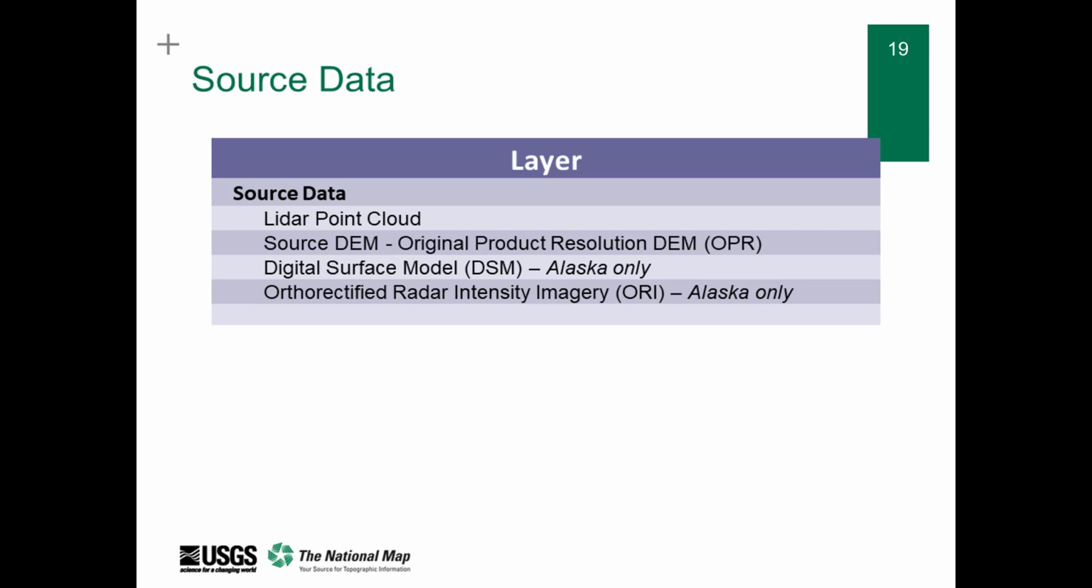Note, however, there is no point cloud product for the IFSAR sensor for Alaska. The source DEM is an optional product that may be distributed if project requirements specify a different DEM than the standard 1-meter 3-DEP product. A digital surface model, or DSM, is similar to a DEM, but it also includes above-ground features such as buildings and vegetation, where present. This product is available in Alaska only. The ortho-rectified radar intensity imagery is an IFSAR product and is only available for Alaska. We will now take a closer look at these 4 source data products.